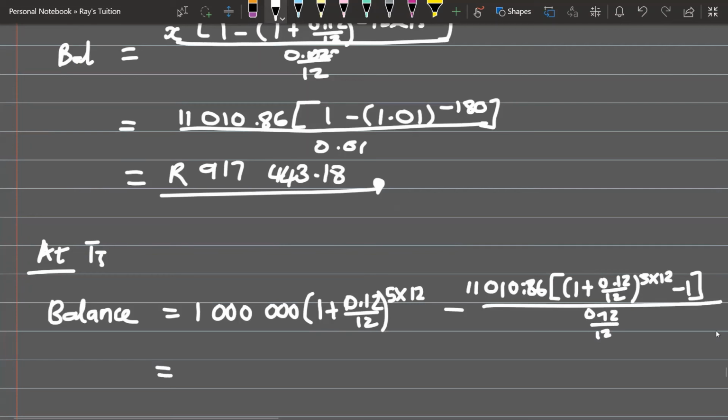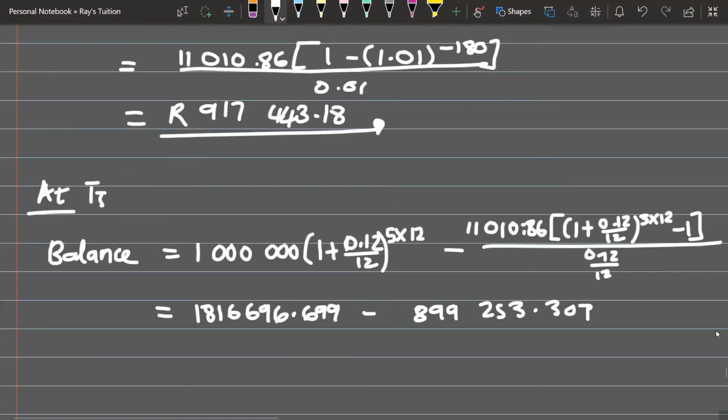Okay, so let us then calculate this. The 1 million Rand times the interest to the power of, so the 1 million Rand would become 1,816,696.699 minus the present value of the payments he's made. So the 11,010.86, then for those payments, calculating the present value, so substituting it into the present value formula. So what we get is 899,253.301, and then subtracting them from each other. So 1,816,696.699 minus the other one, and we get the exact same answer.